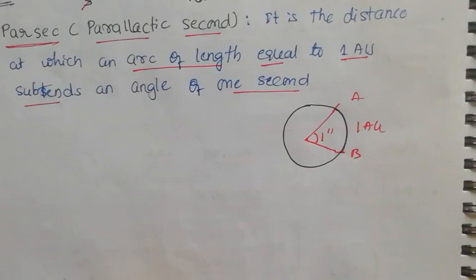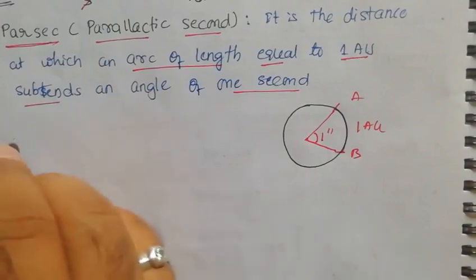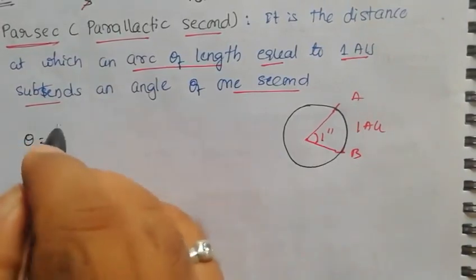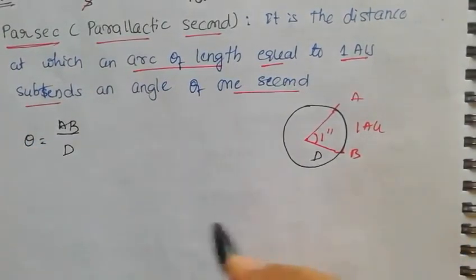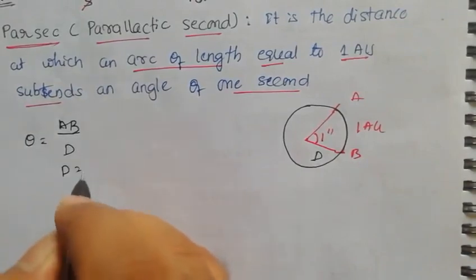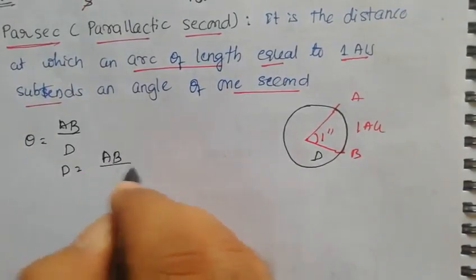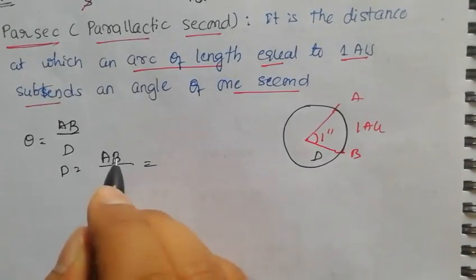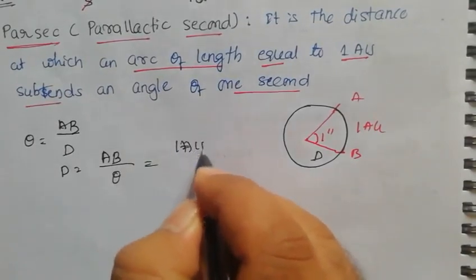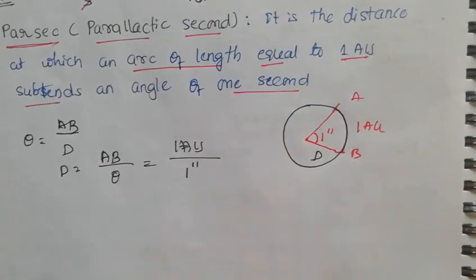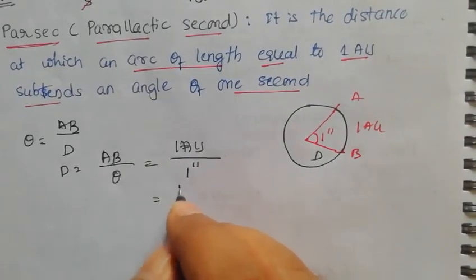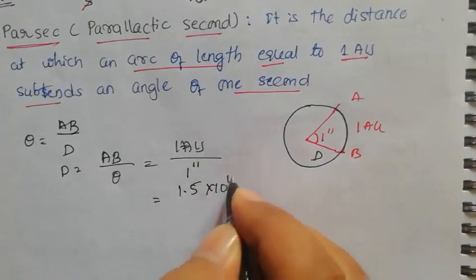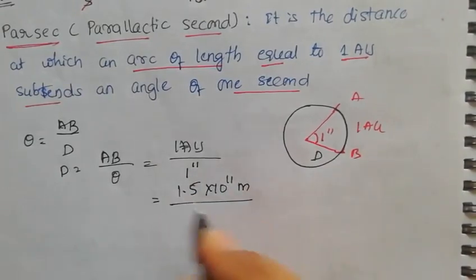If I write the formula for this, theta equals arc length AB divided by this distance, let me call it D. Then the distance D must be equal to AB by theta. AB is 1 astronomical unit. Theta is 1 second. What is the value of 1 astronomical unit? As we know already, it is on average 1.5 into 10 power 11 meter, divided by 1 second.